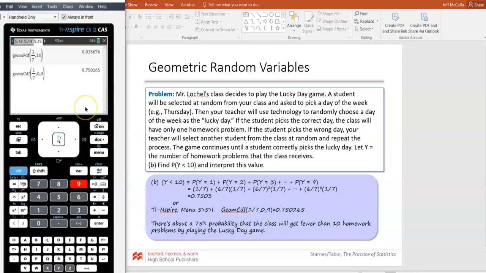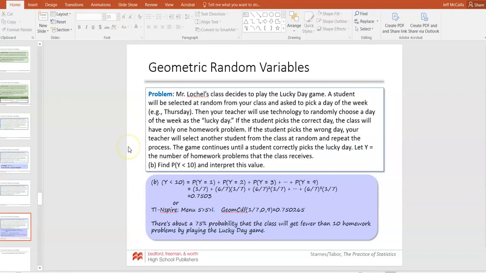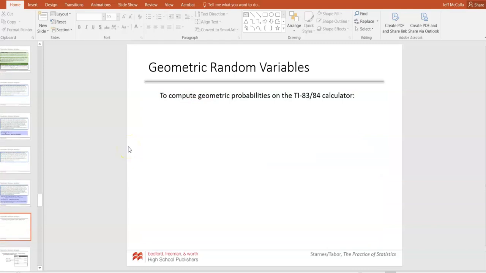Which means there's about a 75% chance that the class will get fewer than 10 homework problems by playing the Lucky Day game. So if they normally get 10 homework problems, that would be a pretty good chance they're going to get less than that, but there's a chance they could get more if they play that game.